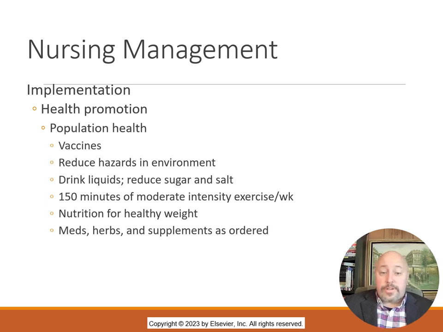Other health promotion and population health issues, things like vaccines. A lot of people think of vaccines as a thing for children, but in the case of the pneumonia vaccine, this is indicated for those 65 or older. Reduce hazards in the environment, keep up adequate hydration and drinking liquids, and reduce sugar and salt. They have thinner skin, and they're at greater risk of dehydration from a lot of factors.